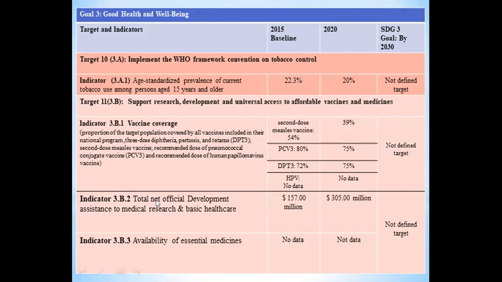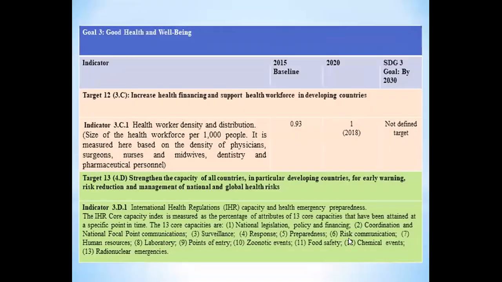Indicator 3.b.2, total net official development assistance to medical research and basic healthcare. It is $1.57 million in 2015, and it increased in 2020 to $3.05 million. Indicator 3.b.3, availability of essential medicines, no data is available for Pakistan. Target 3.c, increase health financing and support the health workforce in developing countries.